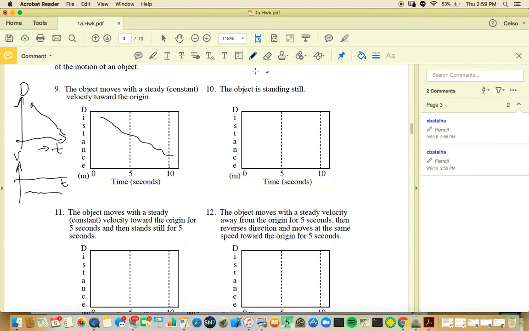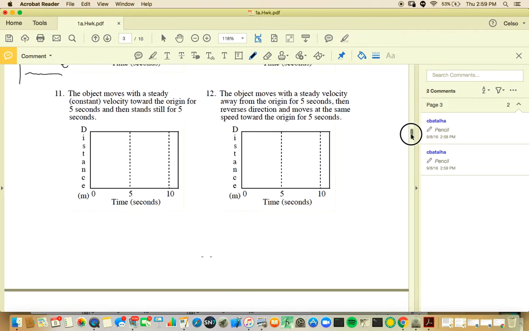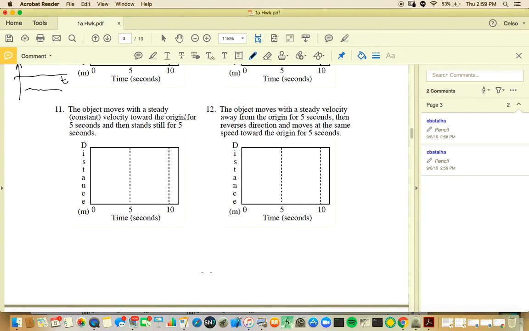Right? The object is standing still. Yeah, it's not moving. The object moves with a steady constant velocity towards the origin for 5 seconds. So the first 5 seconds go with a steady velocity, negative, towards the origin. And then it stands still for 5 seconds. There you go.